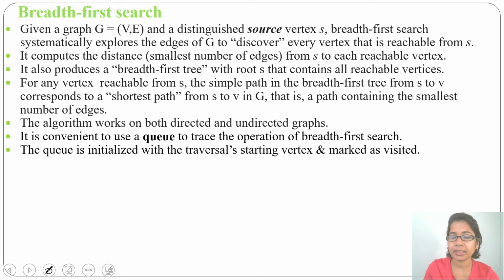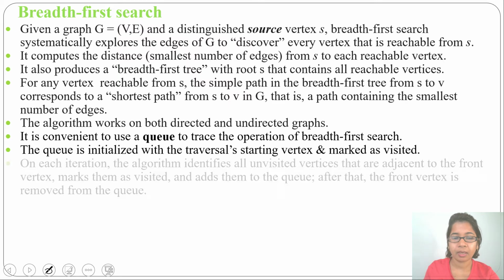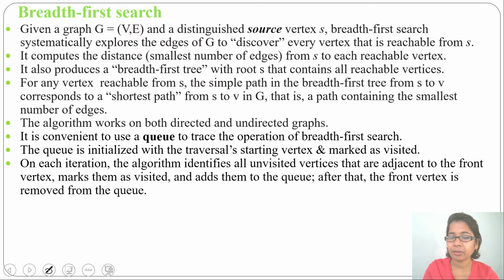The queue is initialized with the traversal starting vertex and marked as visited. On each iteration, the algorithm identifies all unvisited vertices that are adjacent to the front vertex, marks them as visited and adds them to the queue after the front vertex is removed from the queue. So what we will do, first we will enqueue all the adjacent vertices, then we will delete that vertex.